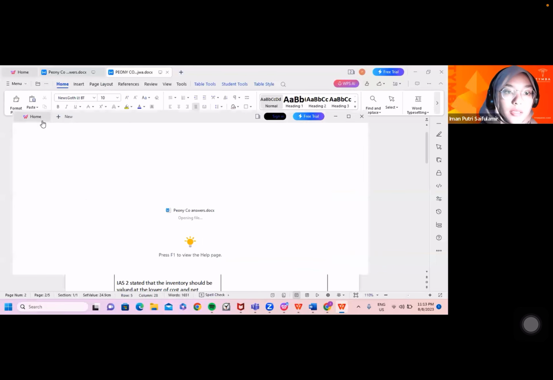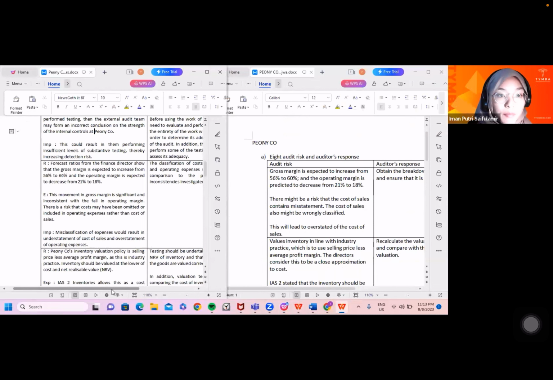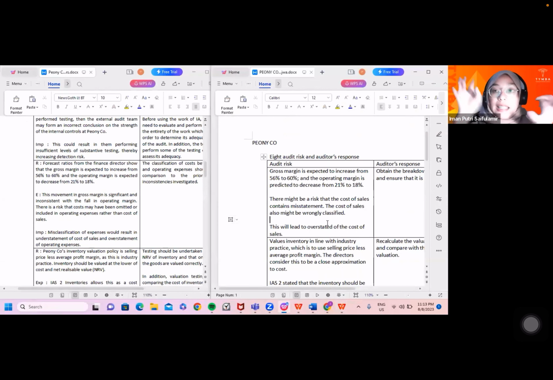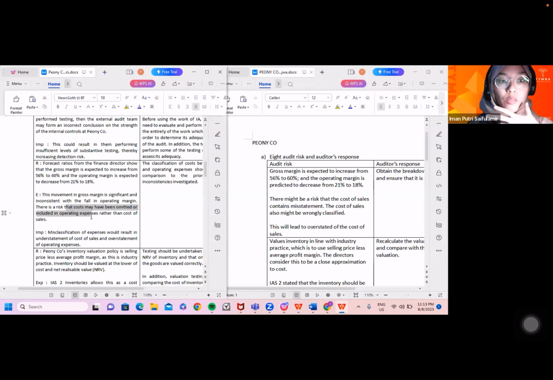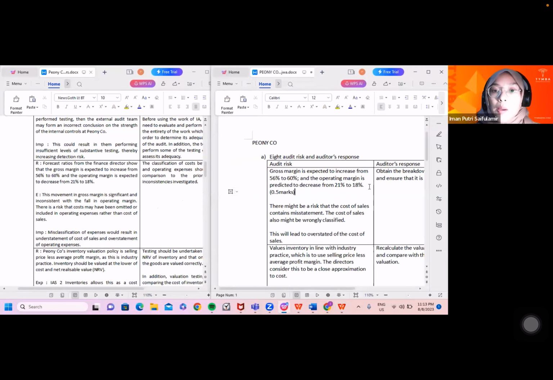Let me put this side by side. This is my answer. Basically, you have to firstly state that there is an inconsistency between this increase of the gross margin and the decrease in the operating profit margin. There is a risk that cost may have been omitted or included in the operating expenses rather than the cost of sales. So the misclassification would result in the understatement of cost of sales and overstatement of operating expenses. I can only give 0.5 marks because you didn't take into consideration the operating costs. You only talked about the cost of sales.